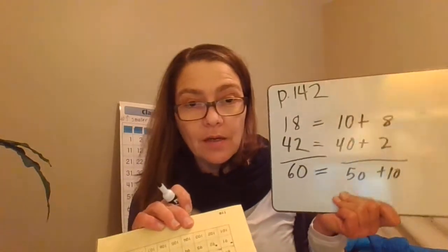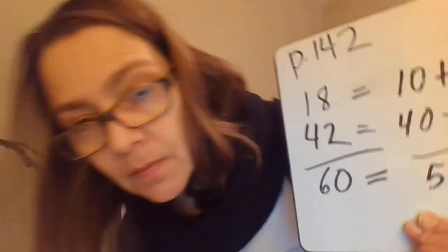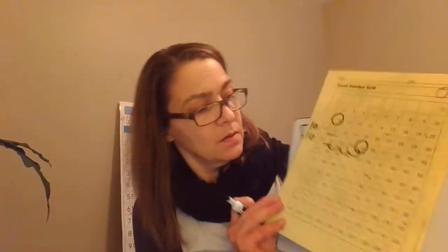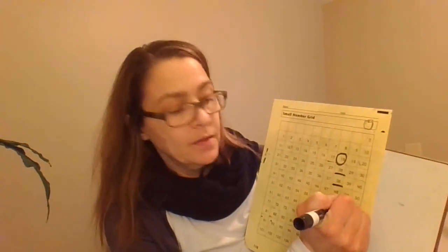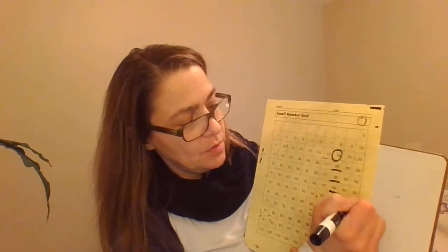And I can double check with my hundreds grid. And I find 18. And I add up 42. So 4 tens. 1, 2, 3, 4. And 2 ones. 1, 2. And I land on 60. Okay. And that's what I got here.